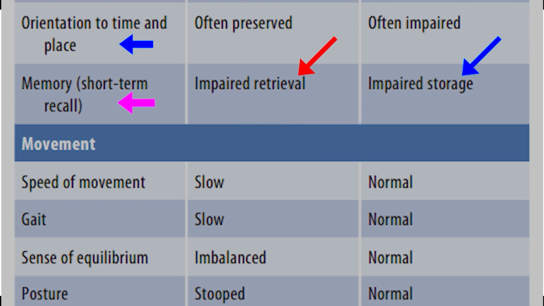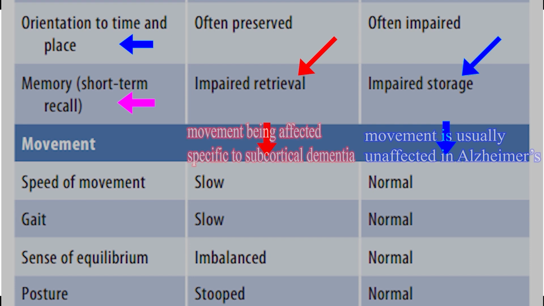In fact, if you look closely at the last 4 rows of this table, you'd notice that in cortical Alzheimer's, movement is almost unaffected, and that is because movement being affected is one of the hallmark signs of subcortical dementia.